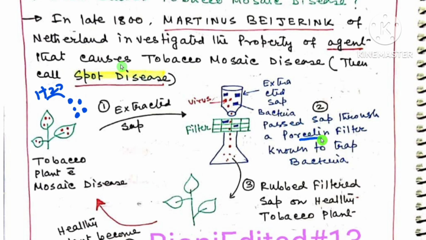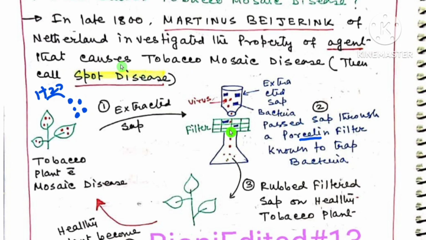This extracted sap is then passed through a bacterial porcelain filter. What is this bacterial porcelain filter? A bacterial porcelain filter contains different cavities, and the bacteria can be trapped in these cavities because bacteria are very large in size. When the extracted sap passes through the filter, the bacteria are trapped, and only particles smaller than bacteria pass through. Suppose the sap contains viruses and bacteria; when it passes through the filter, the bacteria are trapped, and only the particles smaller than bacteria pass through.